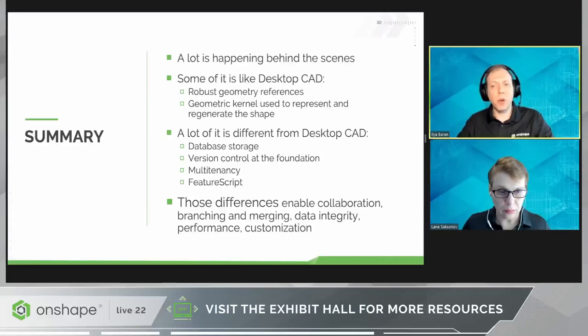Feature script is also something that's unique to Onshape. In other systems, first-class features can only be developed by the vendor, while in Onshape, you or a contractor you hire can create them. And all of these differences that you've seen at work today, through the lens of the add a fillet operation, translate into the benefits that you're used to in Onshape.